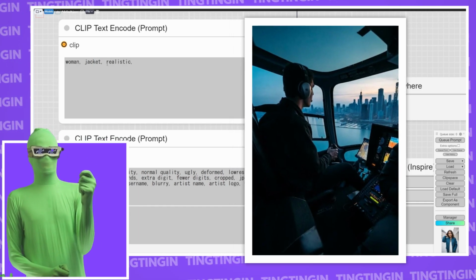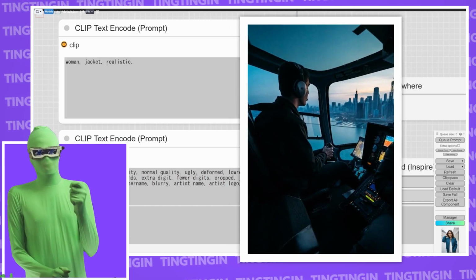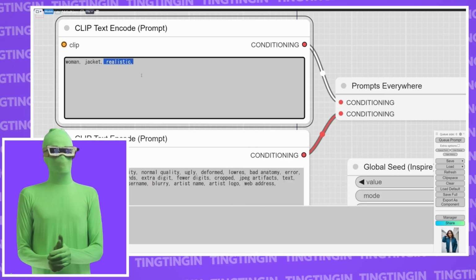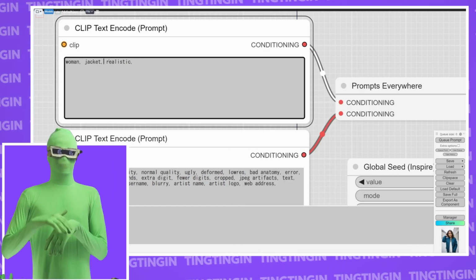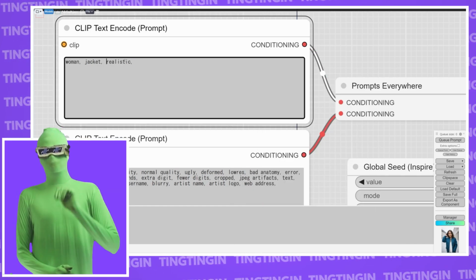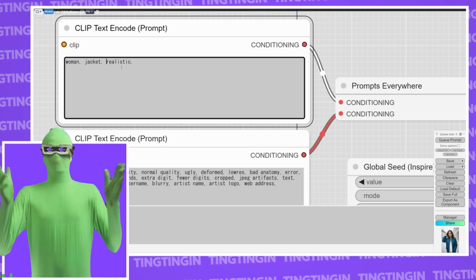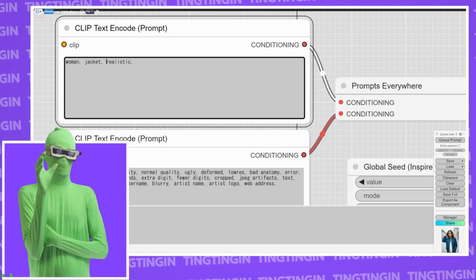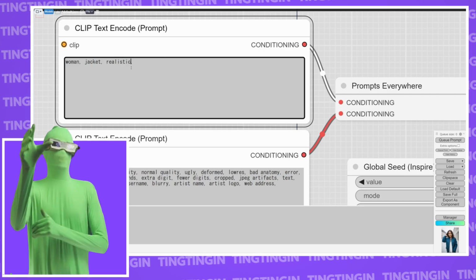Wow, that's a realistic image of a person flying a helicopter. You know what I mean? That's not how you would describe this image. You'd say a photo of a person flying a helicopter, a photo of a person walking down the street, a photo of a person doing whatever else. That's what you would say. What you wouldn't say is a realistic photo of a person.